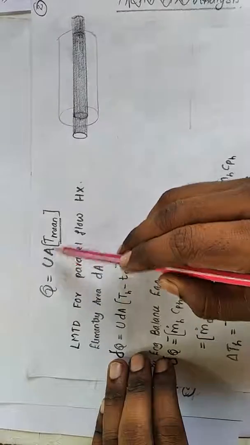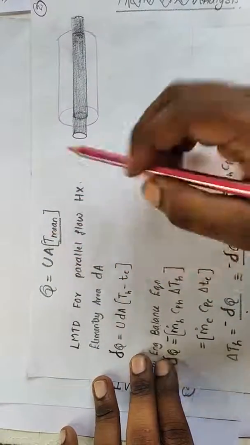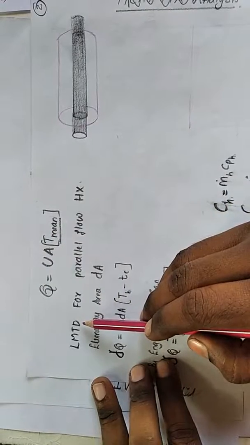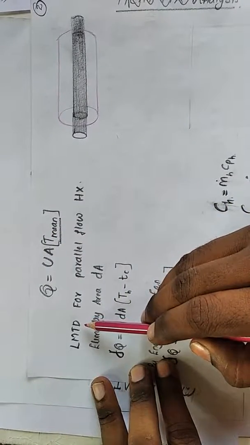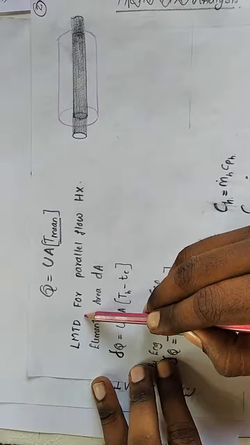Q is equal to UA into T mean. That means the logarithmic mean temperature difference, LMTD. We will see why we go for the logarithmic mean temperature difference.